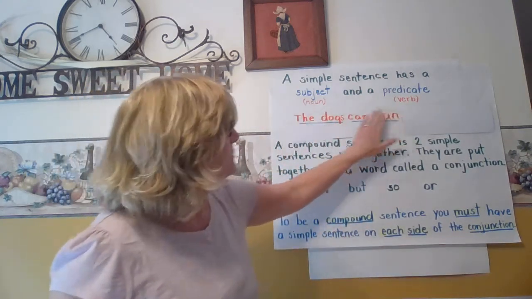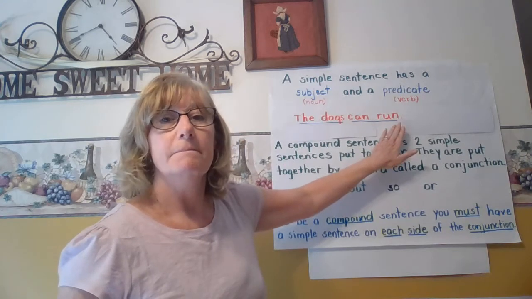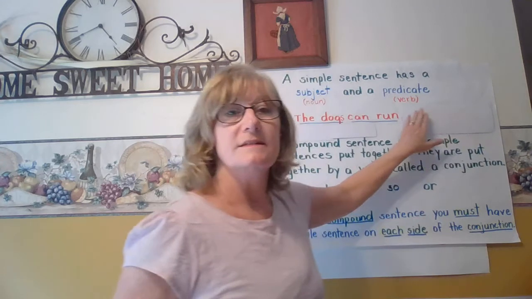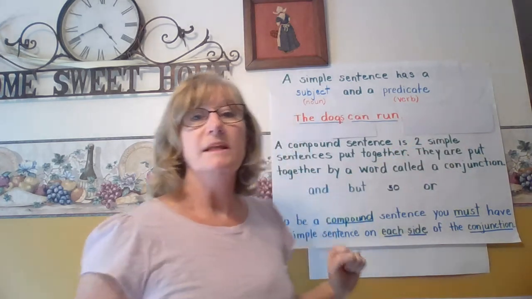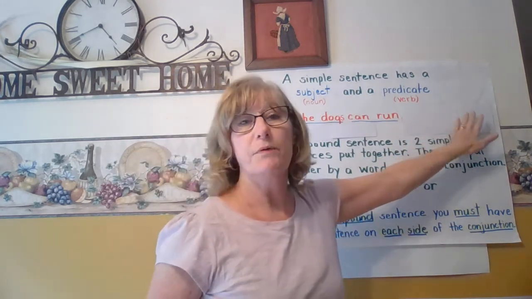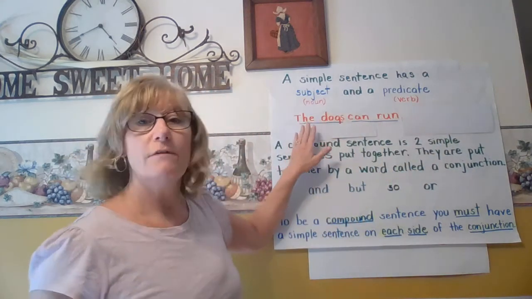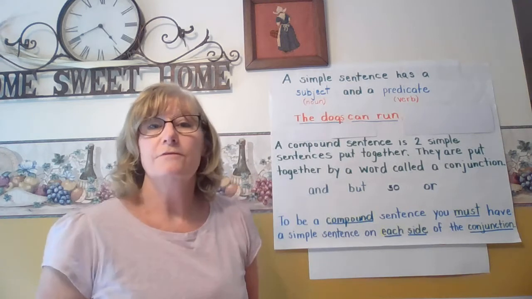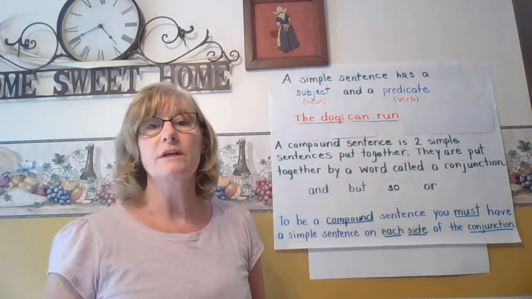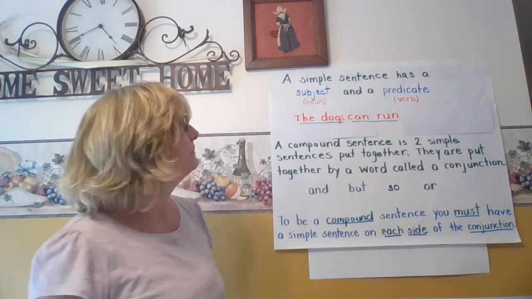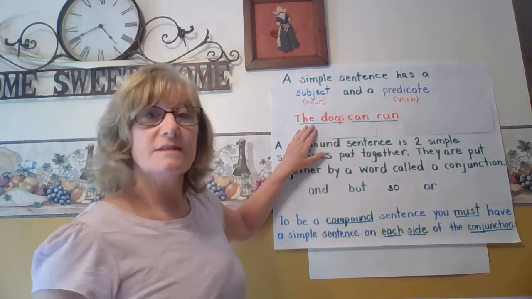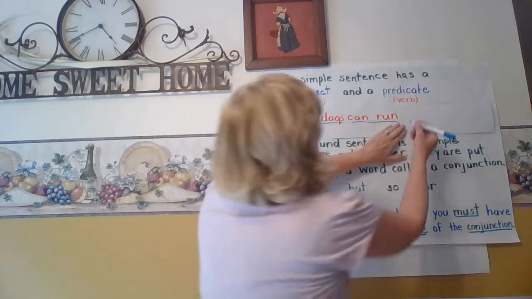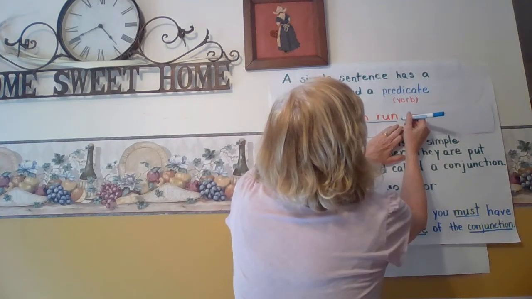So you have to have a simple sentence on this side. Then when you add your conjunction, you need to have a simple sentence on this side as well, meaning you need to have a subject and a predicate over here, just like you have a subject and a predicate over here. Now, I'm going to practice a few of them with you, and I bet you're going to catch on pretty quickly because it's not that difficult. So if this is our simple sentence, the dogs can run, we would have a period at the end of that sentence.